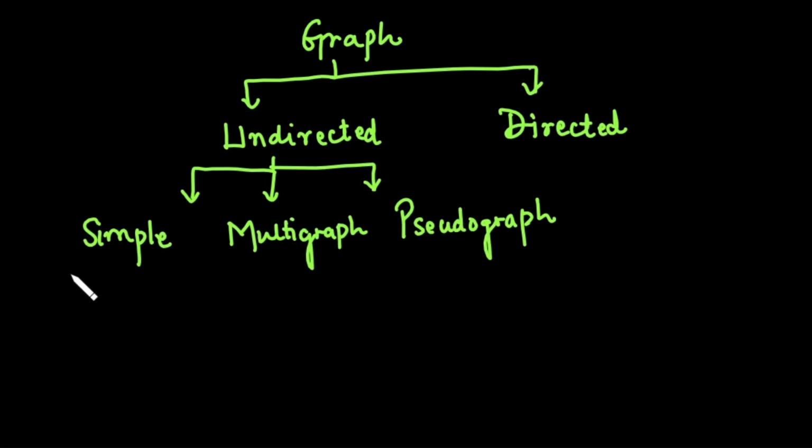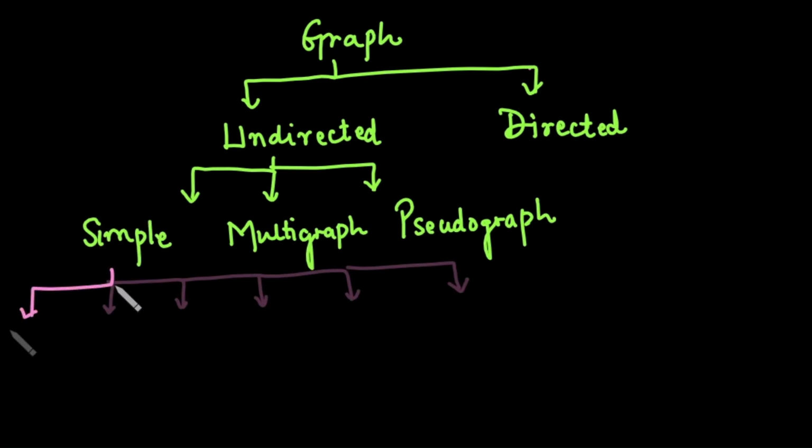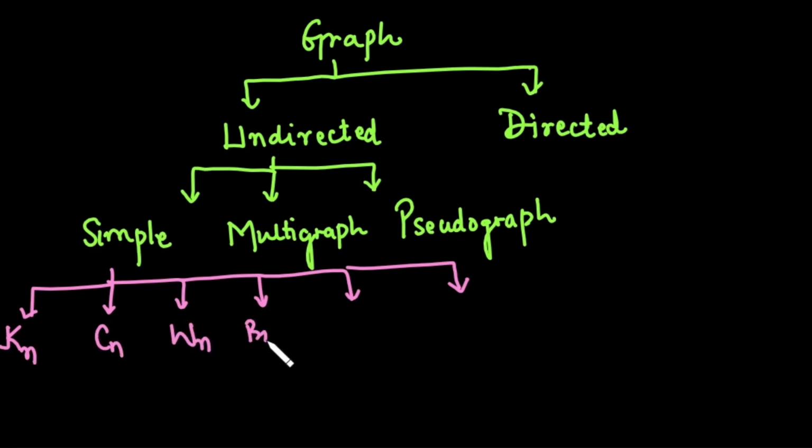A simple graph means it contains no multiple edges and no self loop. A multigraph means only multiple edges are allowed. A pseudograph means both multiple edges and self loops are allowed. Further, a simple graph is of 6 types: the complete graph, cycle, wheel, bipartite, complete bipartite and cube.